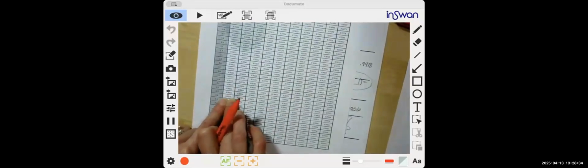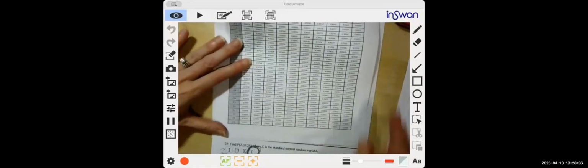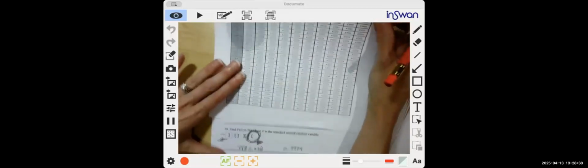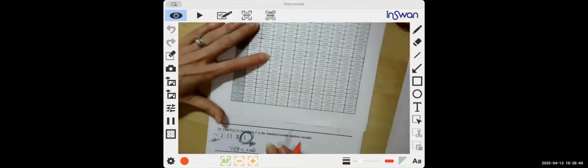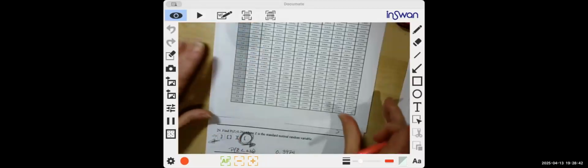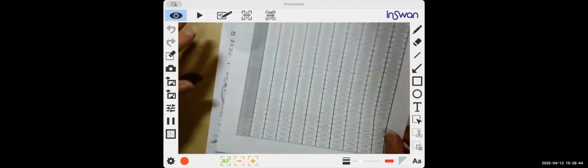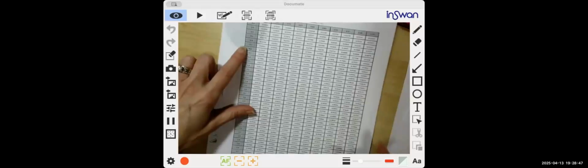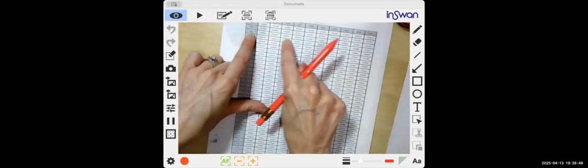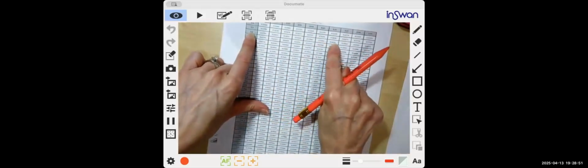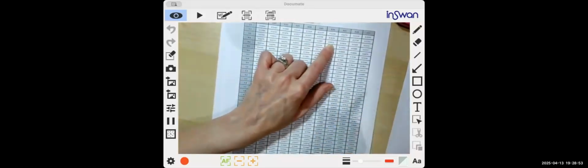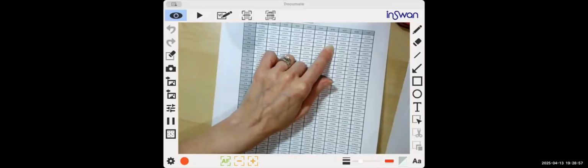So 0.9918. Now, if I want to the right down here of Z greater than or equal to 0.26, I'm going to look up 0.26. 0.26, and that's 0.6026.